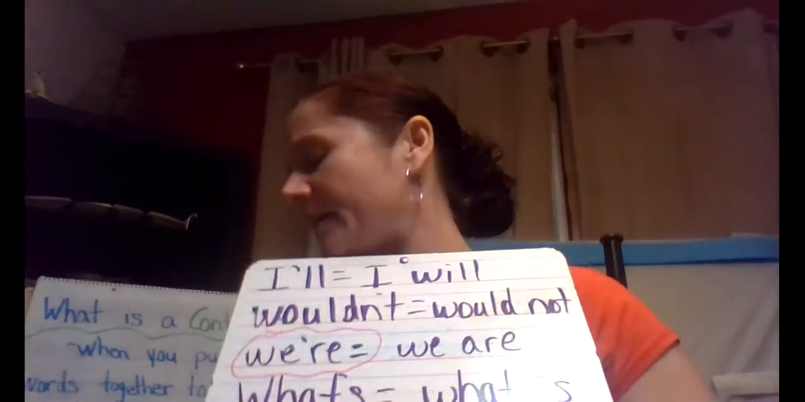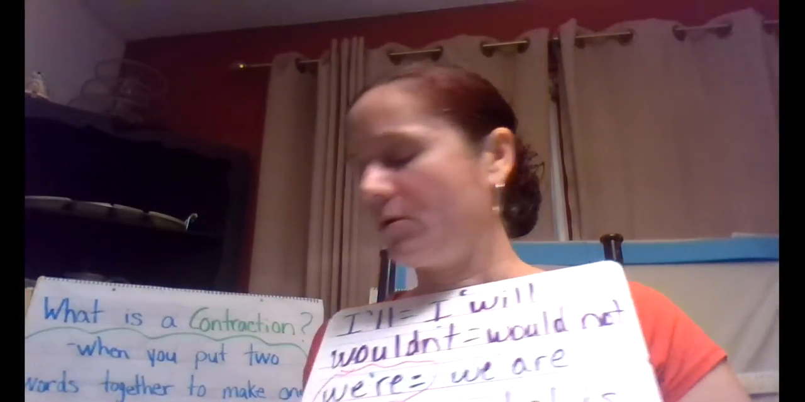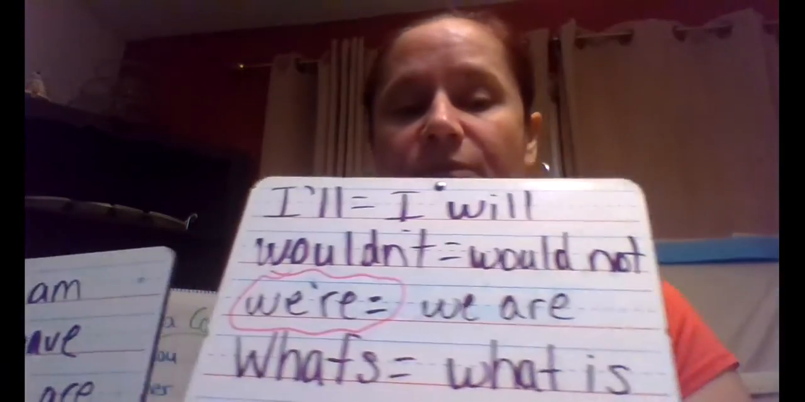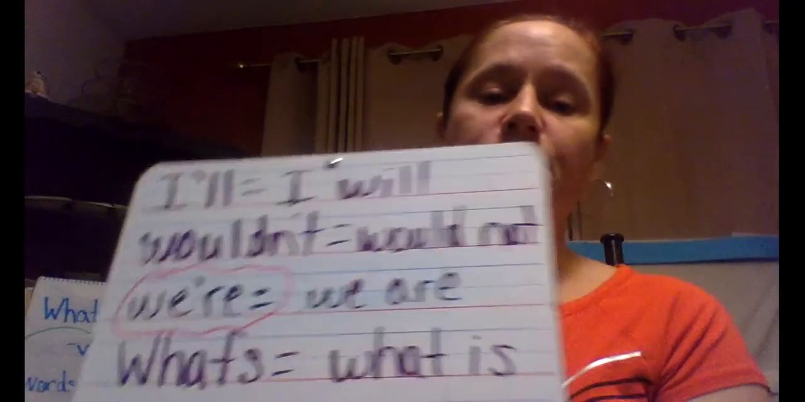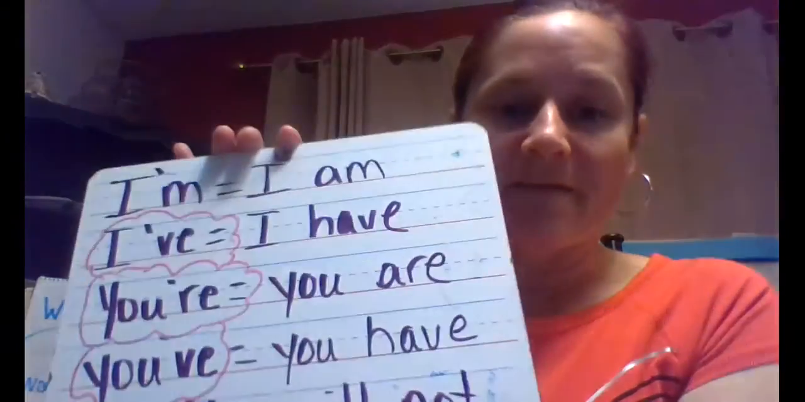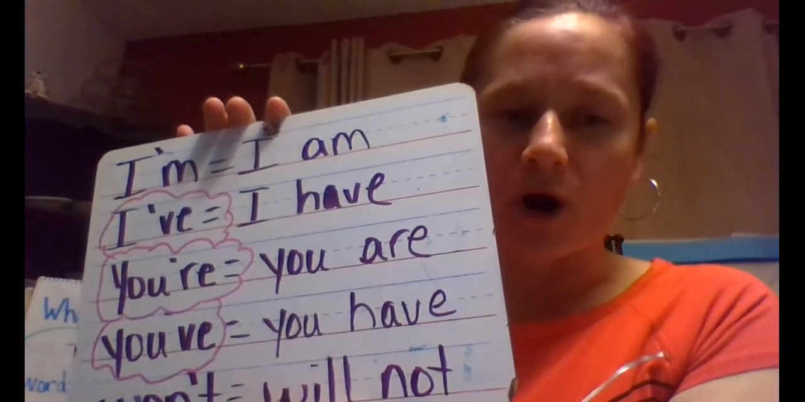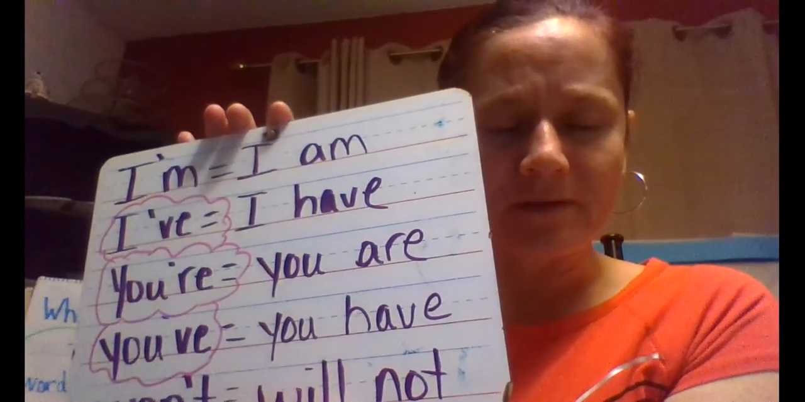And you can see that I have a few circled on my two boards. Let's see if you can see the ones I have circled. Okay. And the reason I have those circled, boys and girls, is because they were the contractions we worked with last week. We actually worked with have and we worked with are last week. Do you remember? Good job. So remember, that apostrophe kicks out those extra letters, okay? And make sure you push the two words together.